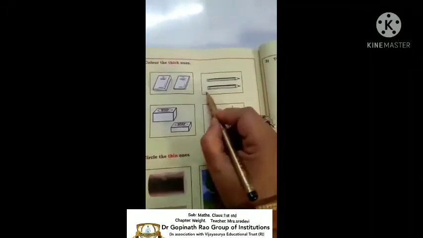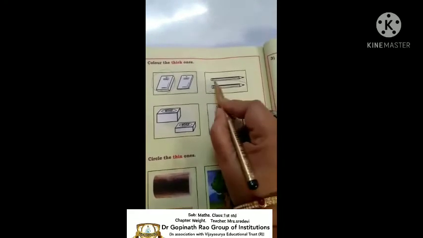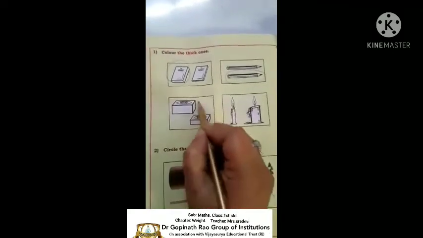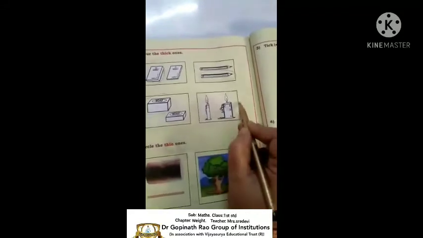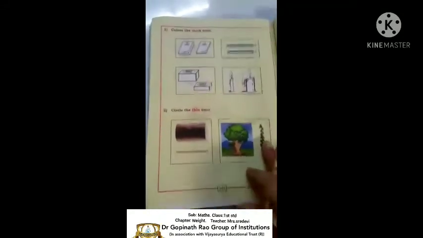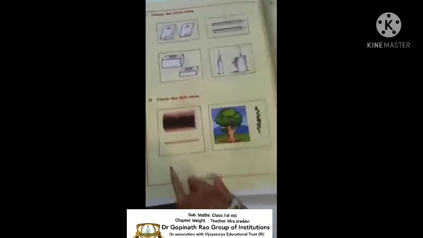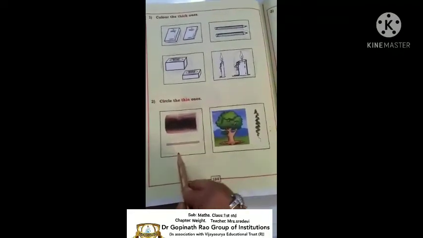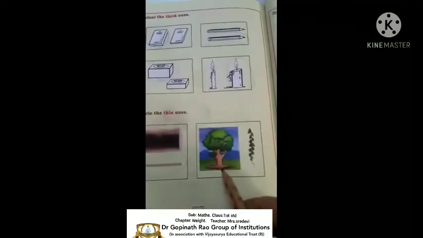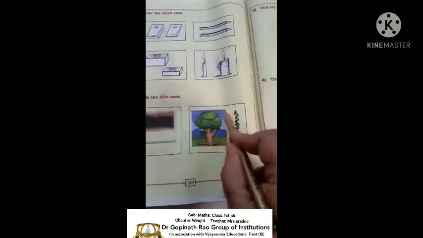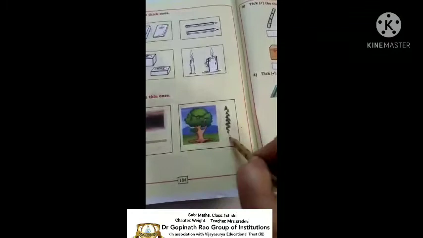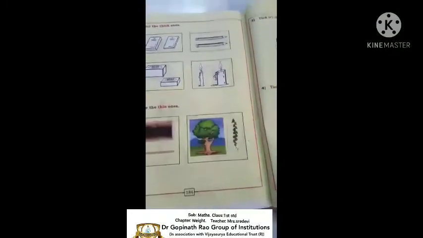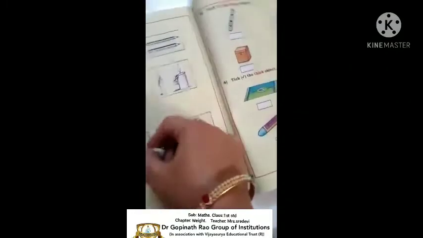This is homework. And this is the thick one in this. Soap, this was soap, the thicker one. And here the candle is the thick one. Circle the thin ones. So the trunk is very thick here. This is thin. And this tree is very thick. So we have to circle the thinner one, not the thicker one. Okay, erase this tree.